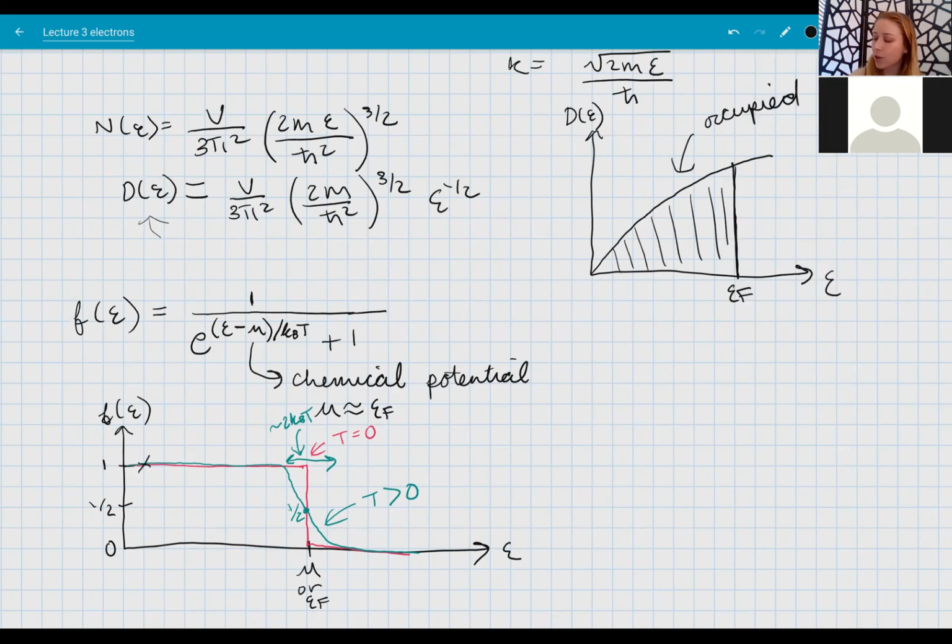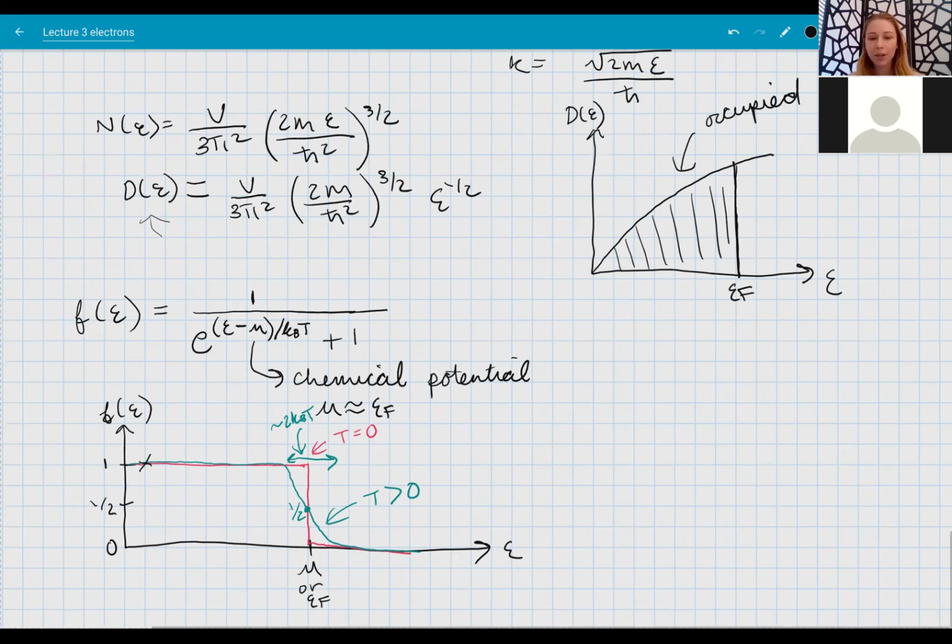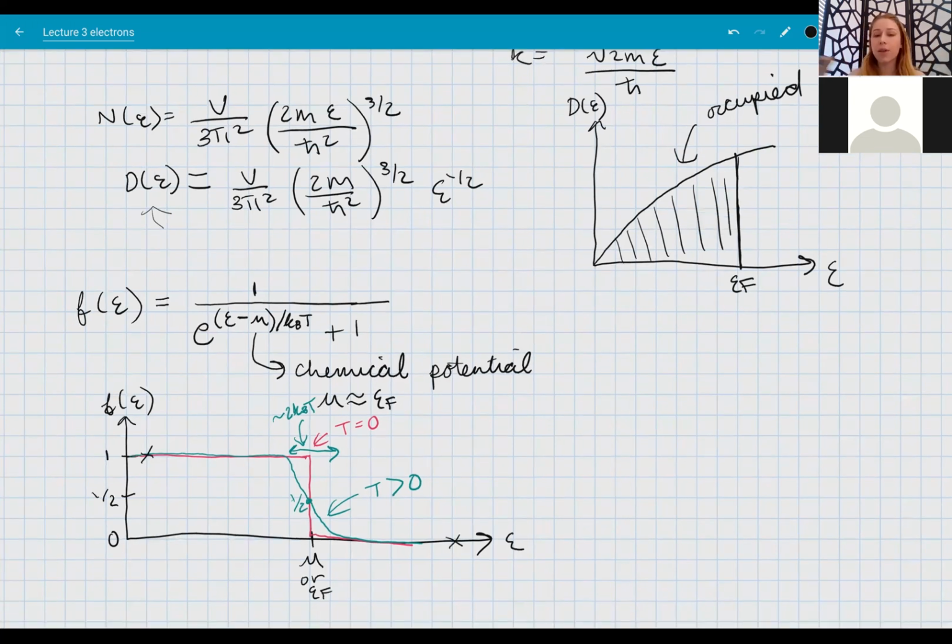On the other hand, if you're considering a state that is at energy much higher than the Fermi energy or the chemical potential, there's almost 100% probability that it is unoccupied. And then it's only when you're in the regime of the chemical potential that you might have to actually calculate what the occupation probability is.